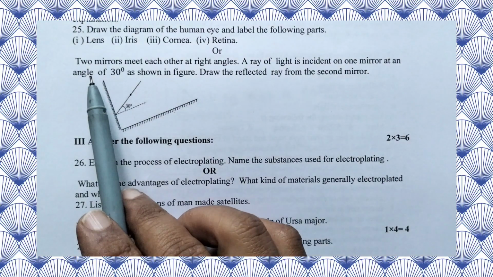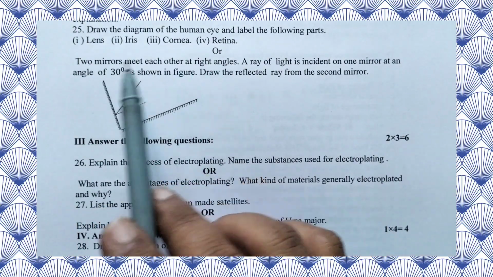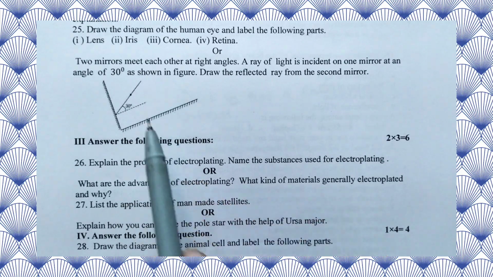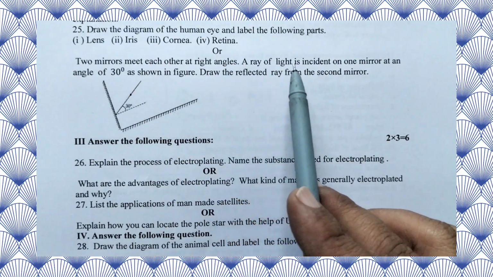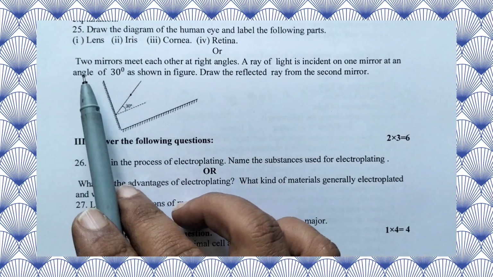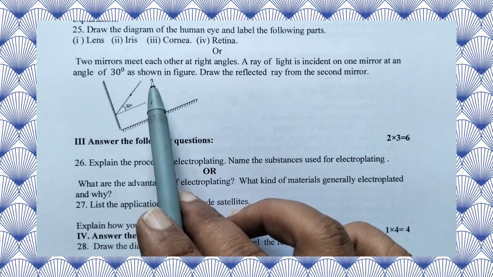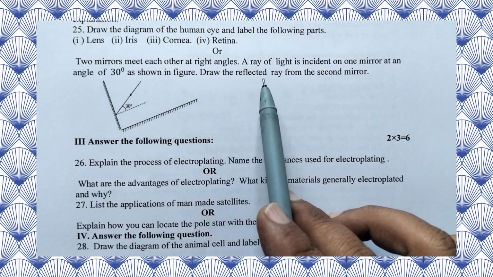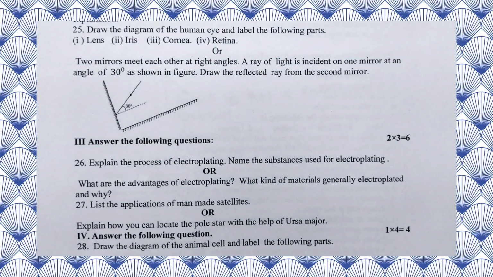So the next question, in that one only optional question is there. Two mirrors meet each other at right angles. A ray of light is incident on one mirror at an angle of 30 degree. As shown in the figure, draw the reflected ray from the second mirror. So now let us answer this question.